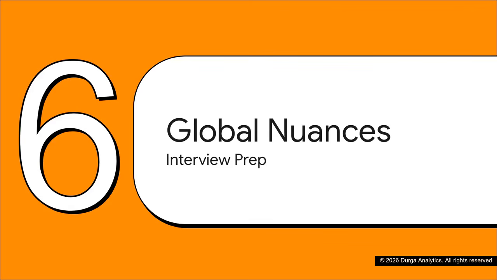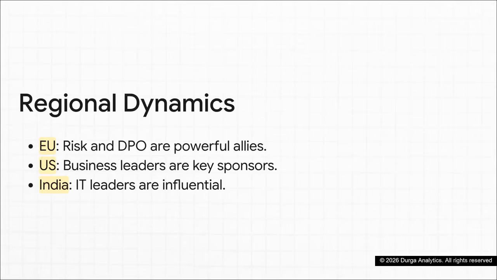Finally, Section 6, Global Nuances and Interview Prep. It's super important to note that sponsorship and stakeholder dynamics actually change depending on where you are in the world. In the EU, for example, the data protection officer and risk teams are your central allies because of heavy GDPR and DORA accountability. In the US, it's much more value-driven. You'll often find business line leaders acting as sponsors, with legal heavily involved to manage litigation risks. And in India, we're seeing growing board attention tied to the DPDP Act, making IT leaders incredibly influential. Your geography literally dictates your stakeholder map.